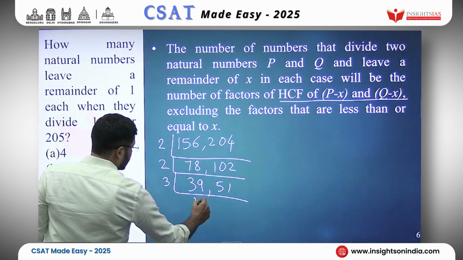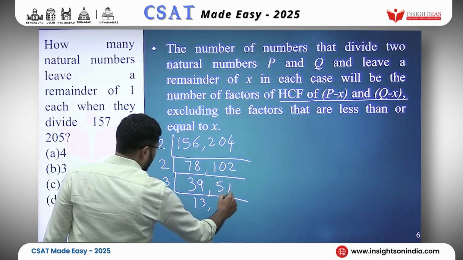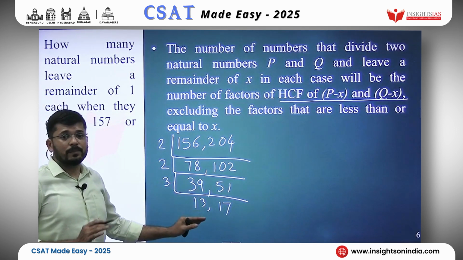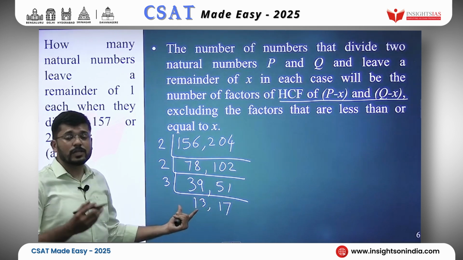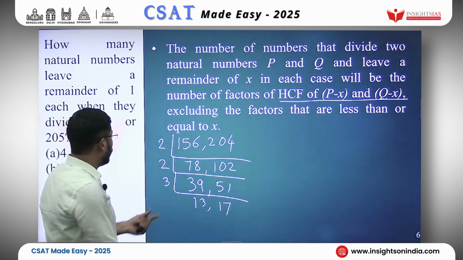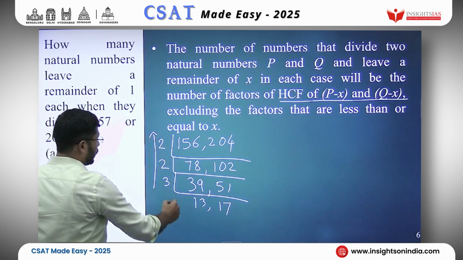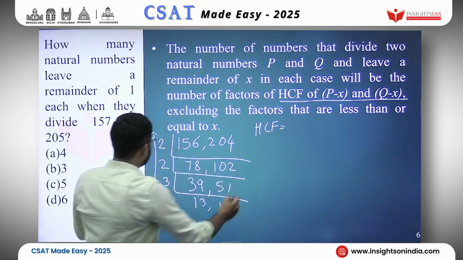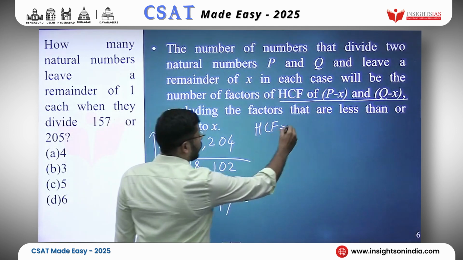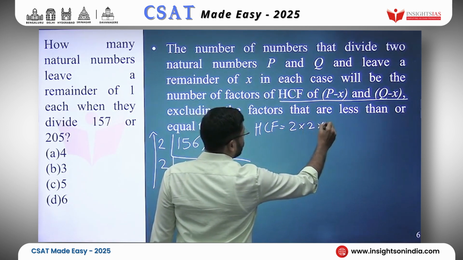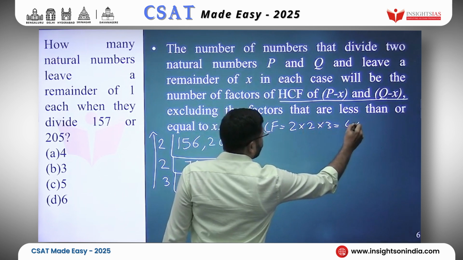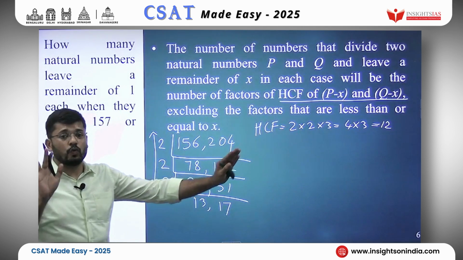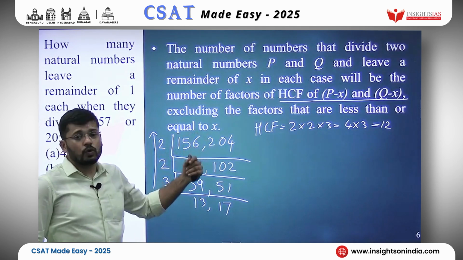3 ones are 3, 3 threes are 9, and 3 ones are 3, 3 sevens are 21. So now we cannot divide them any further. Both the numbers have no common factor. So what will we do? We will multiply the factors that we made use of. This would be 2 into 2 into 3, right? 2 into 2 into 3. That would be 4 into 3. So we found the HCF to be 12. HCF of 156 and 204.